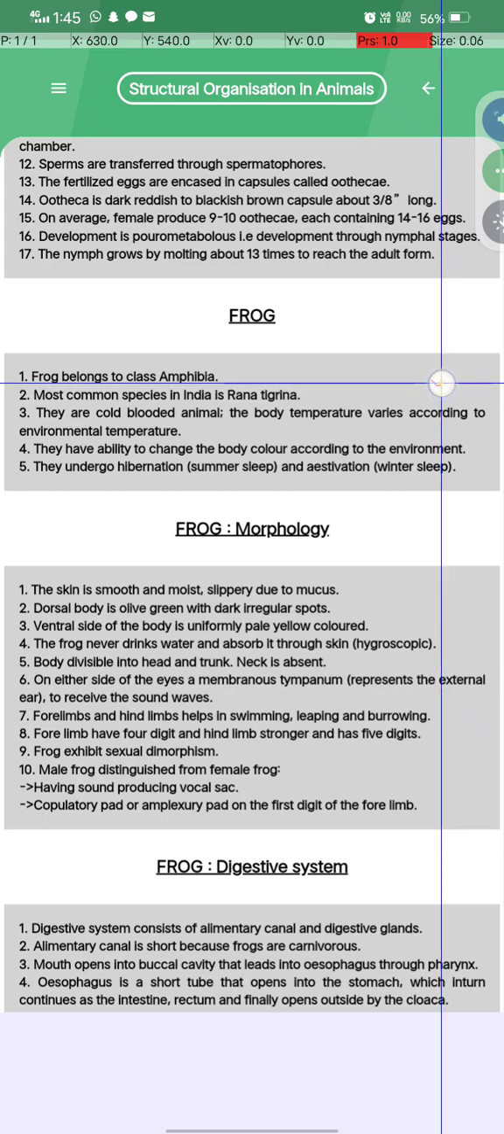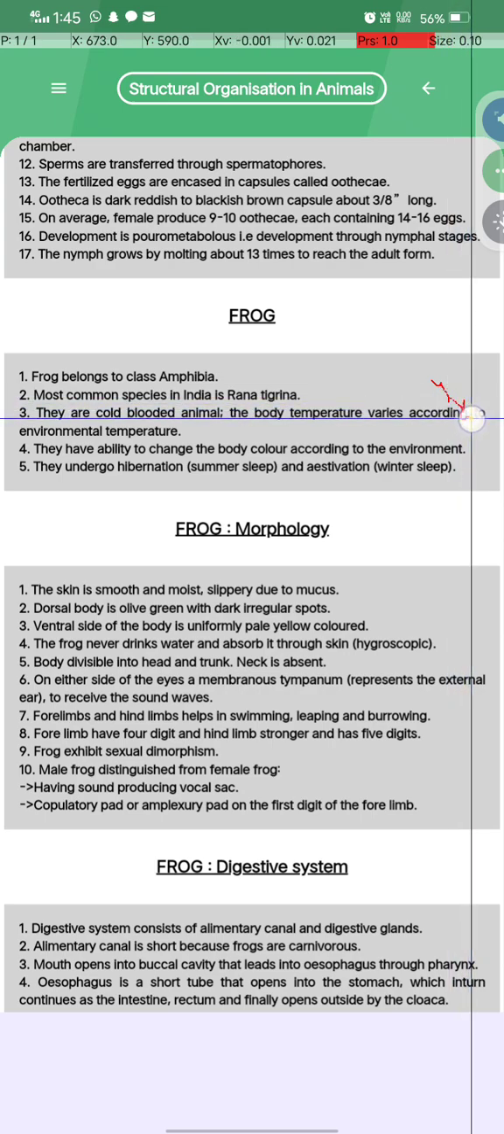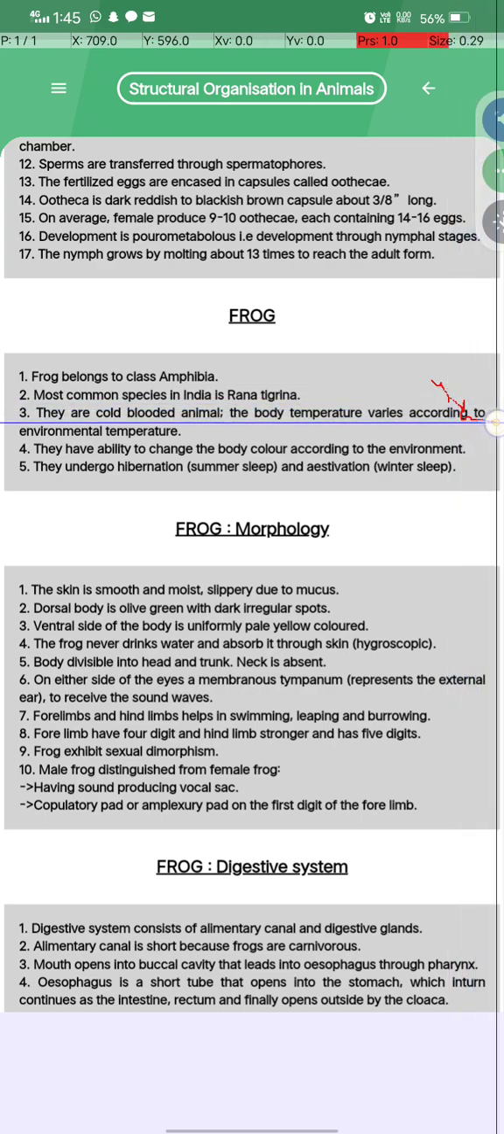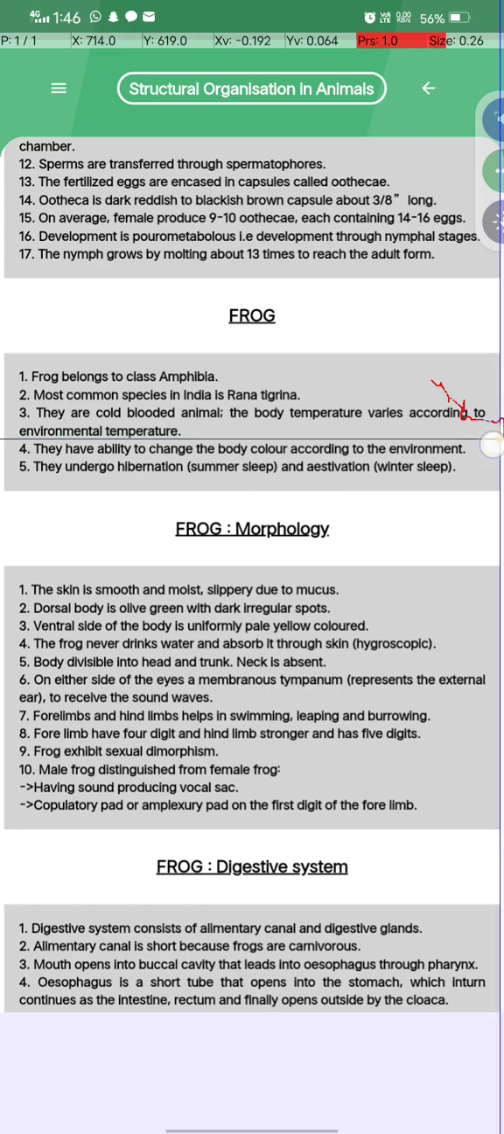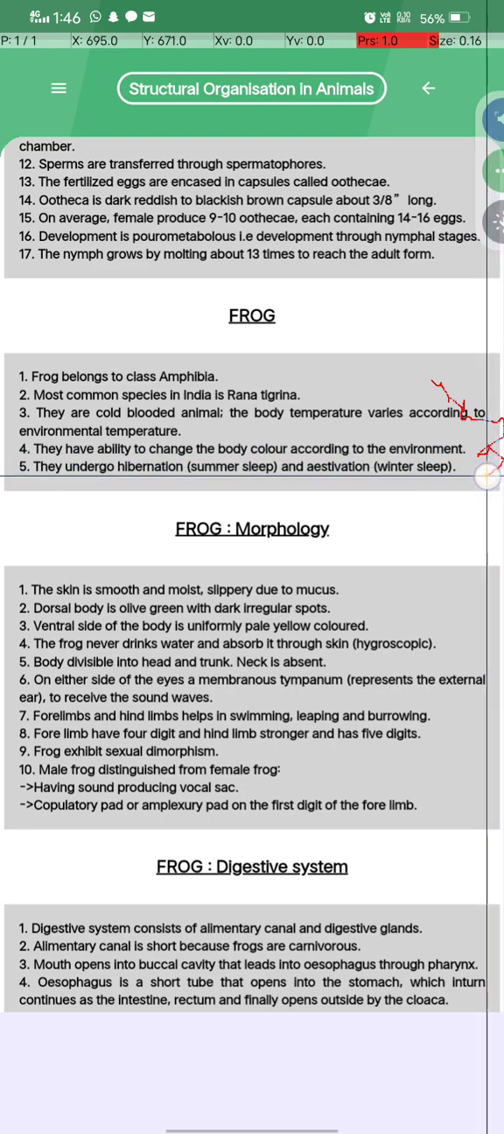Frog belongs to the class Amphibia, and the most common species in India is Rana tigrina. They are cold-blooded animals, and the body temperature varies according to the environmental temperature. They have the ability to change their body color according to the environment, and they undergo hibernation, winter sleep, and estivation, summer sleep.